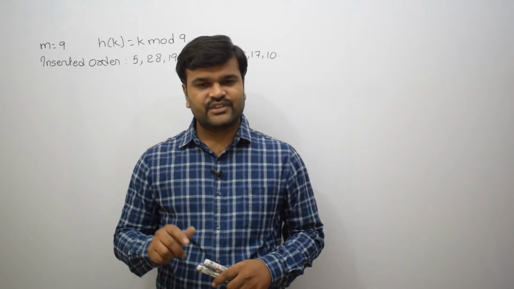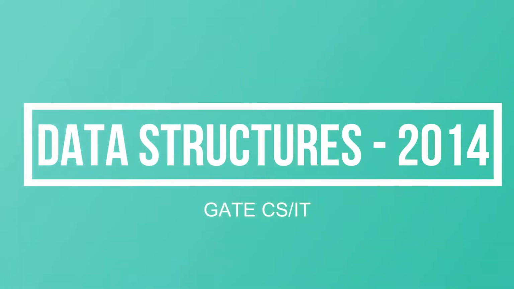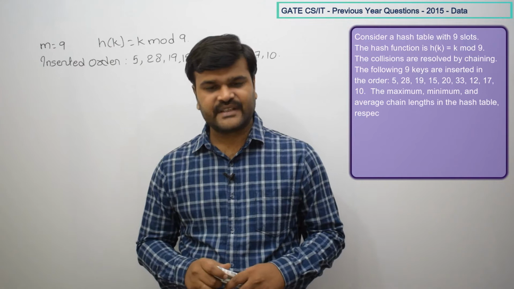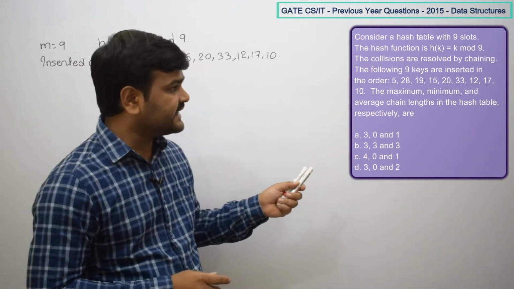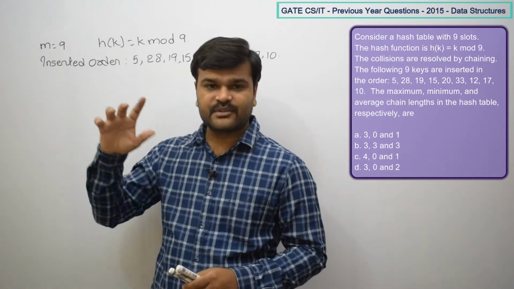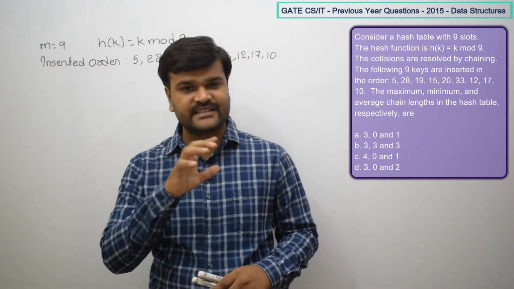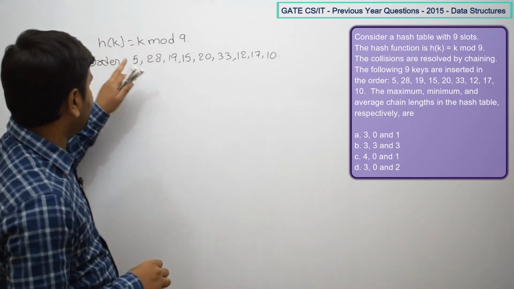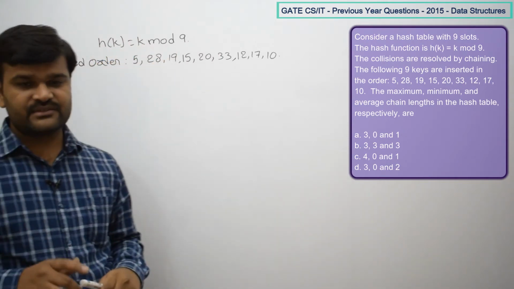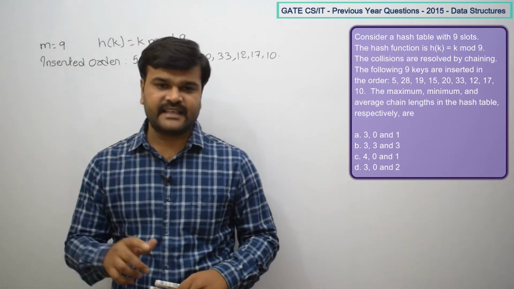Hi. So this is the question which was asked in 2014 GATE CSIT. From data structures, the concept is hashing. In the question he mentioned that the hash table size is 9. So here m, the hash table size, is 9, and he has given a hash function also, that is h of k equal to k mod 9. Here the key is k.